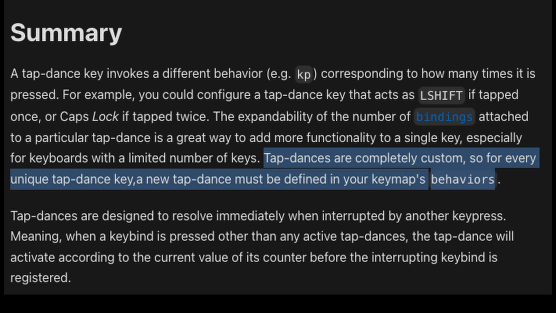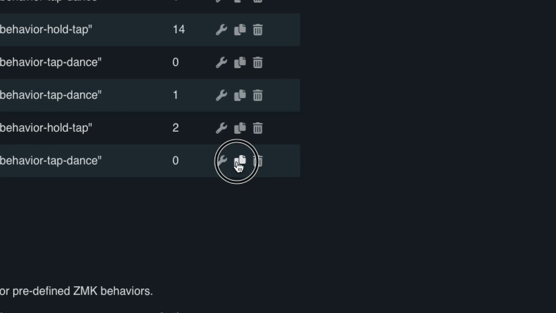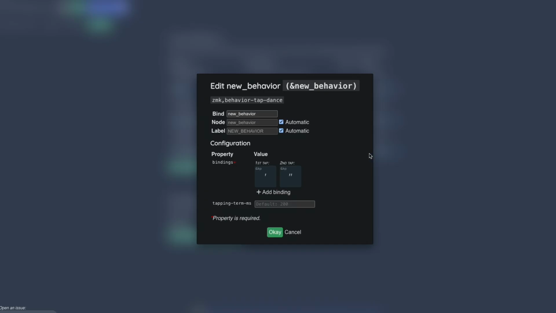I gave this behavior such a specific name because there's something odd about tap dance. You need to define a custom behavior for every key pair. But this is quite easily done by copying one of the existing tap dance behaviors and changing the keys. Give your new behavior a new name, for example, double tap exclamation.